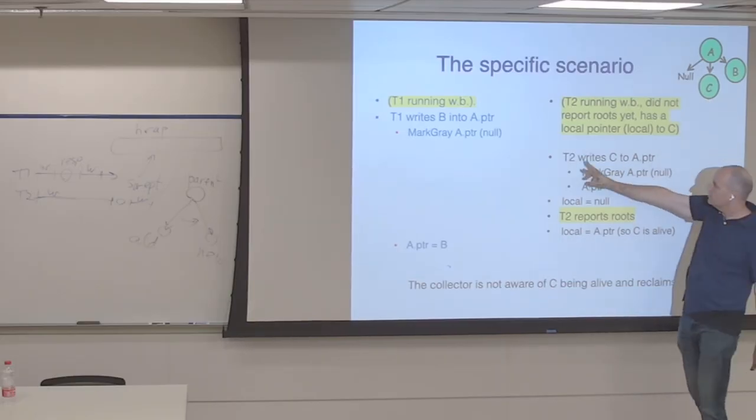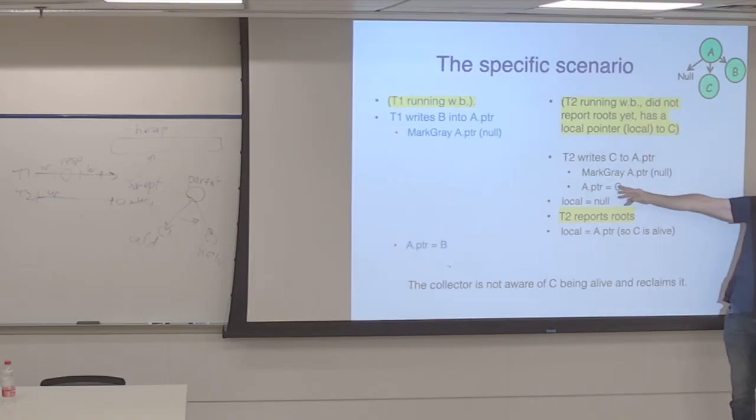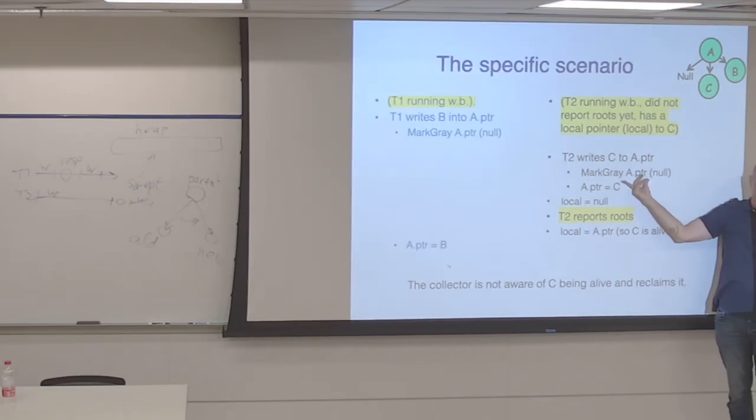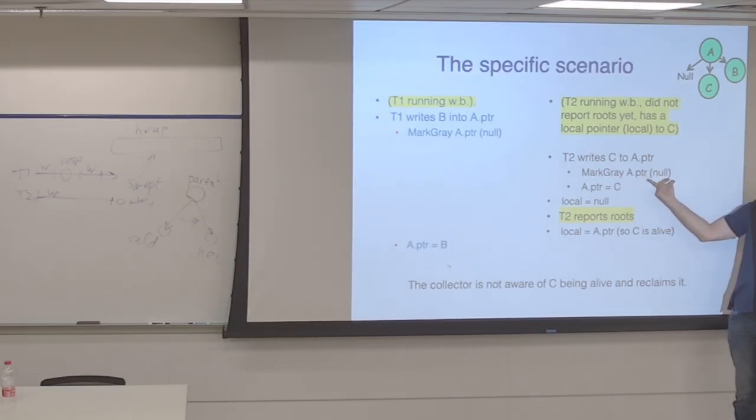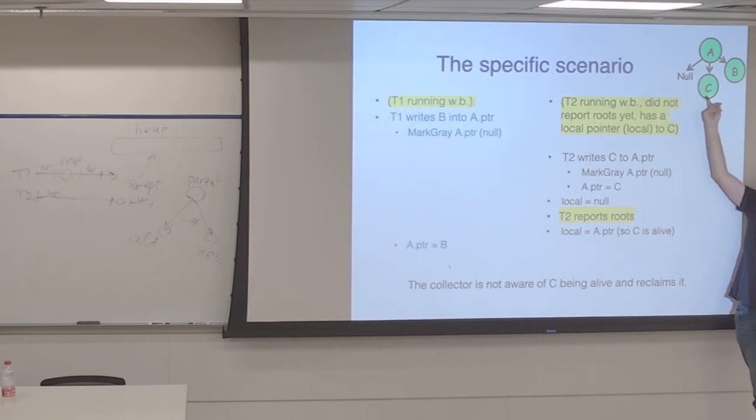Okay, so T2 writes C to here. Writing C, it marks the old value gray, but it sees a null because that's what A points to right now. So it grays null, it doesn't do anything. And then it just changes the pointer to point to C. So C is now pointed to by the roots of T2 and by A.